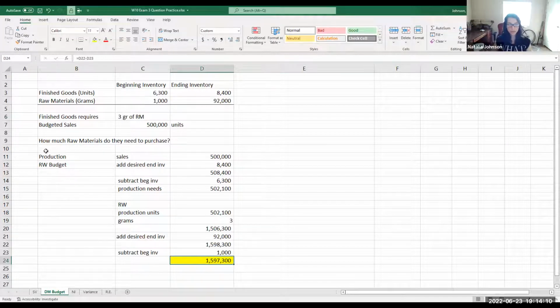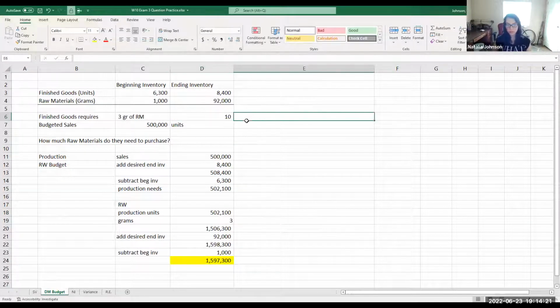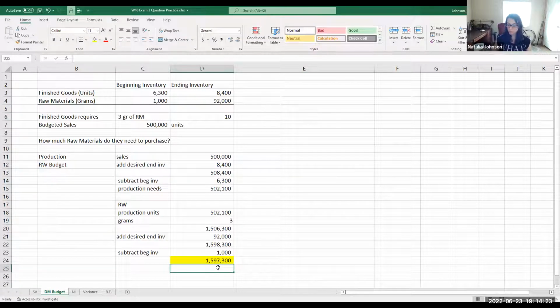If the question asks for the price of these raw materials needs, and let's say it's $10 per gram, then we will multiply the grams times the cost to know how much that's going to cost for the total raw materials needed.